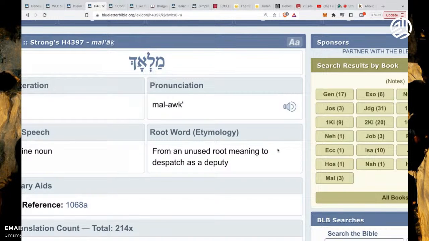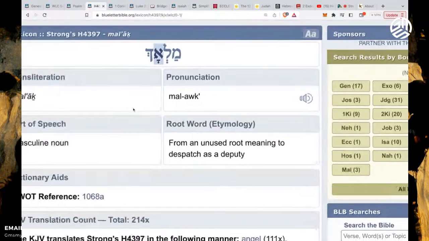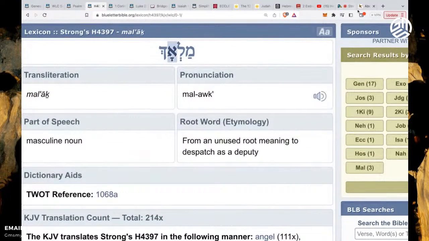Right. So somebody in high authority. Okay. Which is again, mala'ak, a king. Now you have this letter in the middle of this root word, malak. You have this letter a. And what that does is it changes.